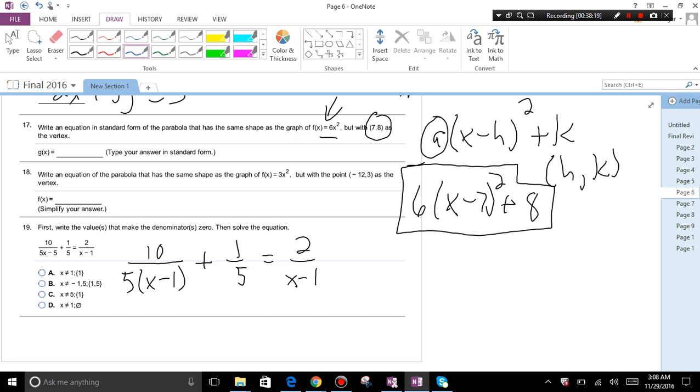In solving these, what we want to do is get rid of the fractions. So we end up multiplying by something that will cancel out all the denominators. And that means we need to multiply by a least common denominator. That's a denominator that has all of the things in the denominators we currently see. And that term is 5 times x minus 1. Multiply everything times 5 times x minus 1.